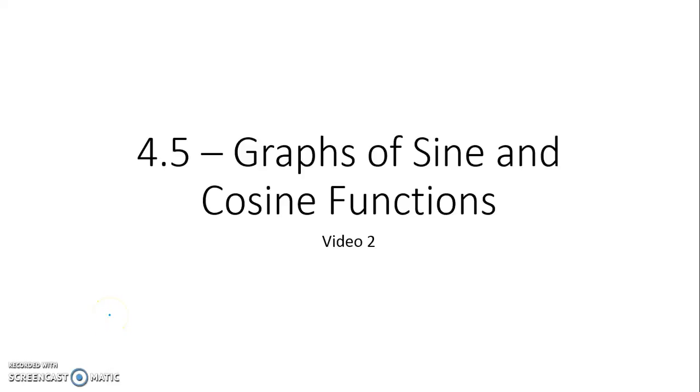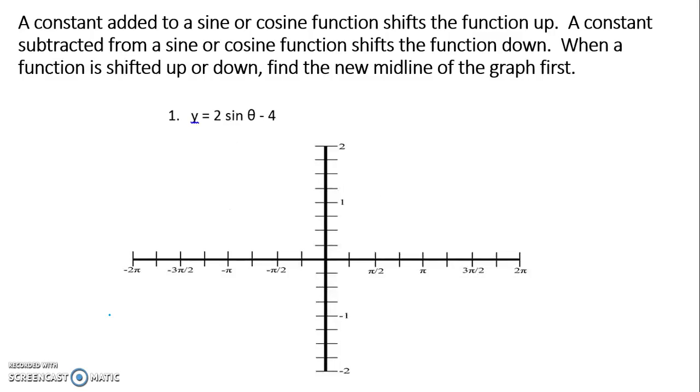The second video for 4.5 is continuing with our graphs of our sine and cosine functions, but now we're going to do some shifts. When you have a constant added or subtracted to the cosine or sine function, like this -4 here, just like in previous chapters and normal functions, it shifts the graph up or down, so vertically. Since I've subtracted 4, it'll shift it down 4.